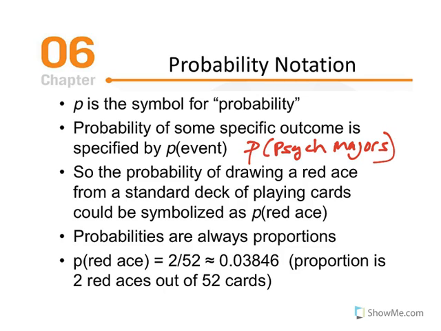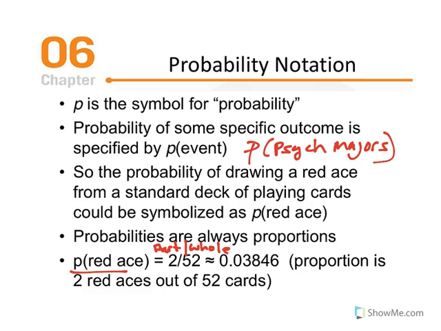So probabilities are always proportions. We arrive at that proportion by first calculating the fraction, the part of the whole, the number of the event that we're interested in over the total, which represents the population of individuals that we're working with. So here we want to find out the probability of selecting a red ace from a normal standard deck of playing cards. We know that there are two red aces in any standard deck, and we know that the entire deck consists of 52 cards. So again, this is the part, and this is the whole. And again, that's representative of a fraction.